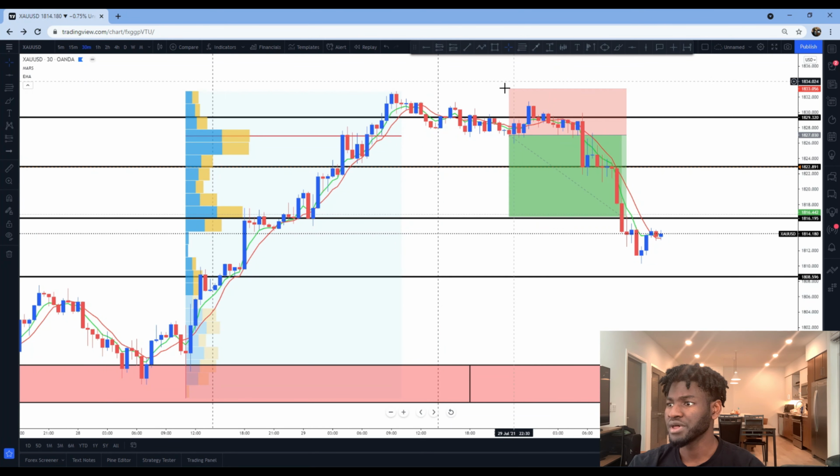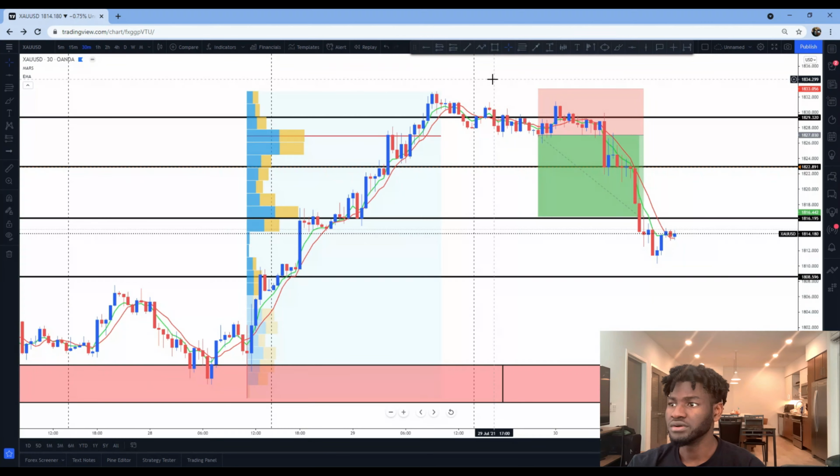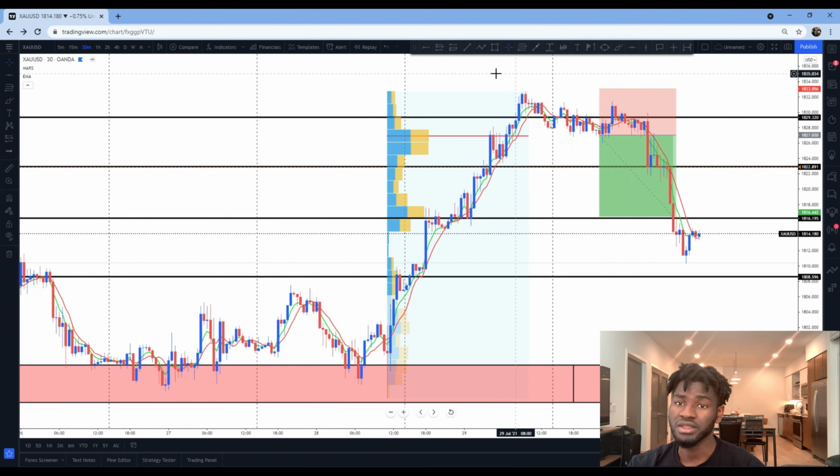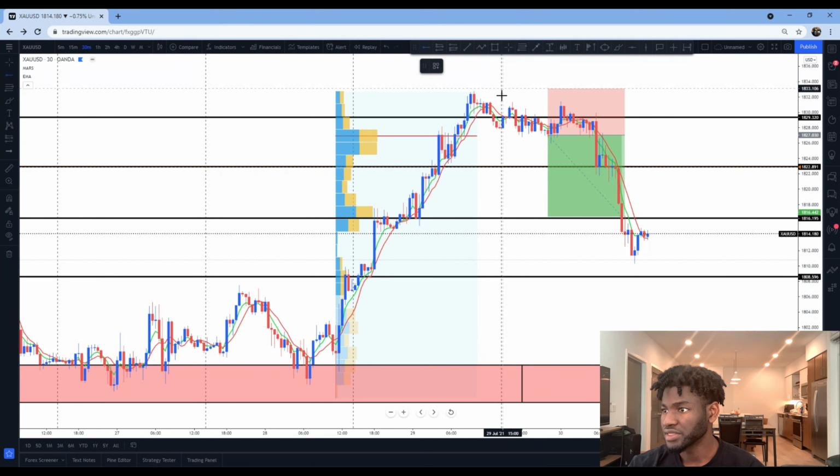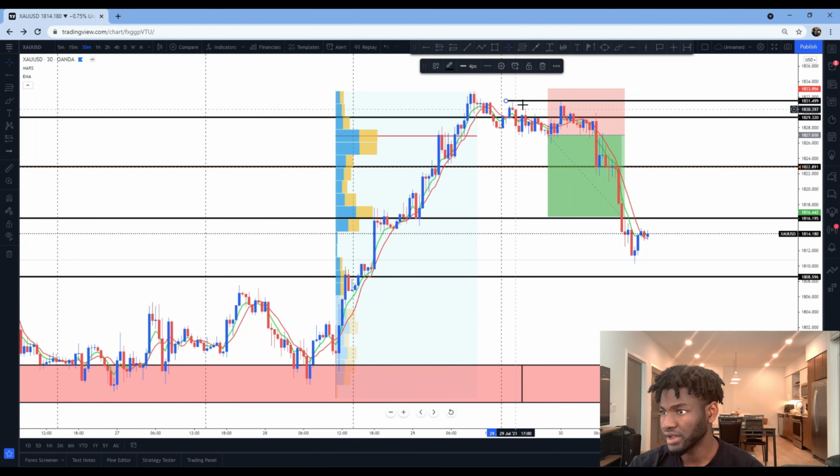But as you can see, I put my stop loss above this previous high, so I know how to place my stop loss. If you don't know how to place your stop loss, you're gonna get stopped out, and after that price is gonna go in your direction. Most people would put the stop loss right here, just above this high right here.